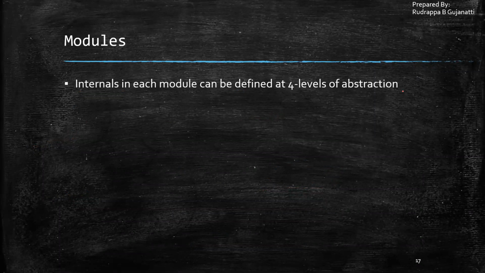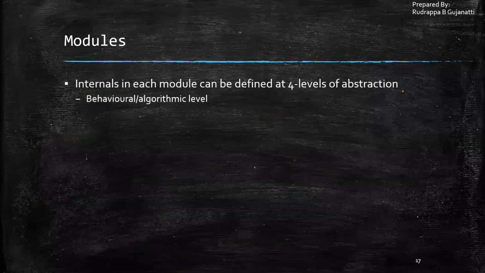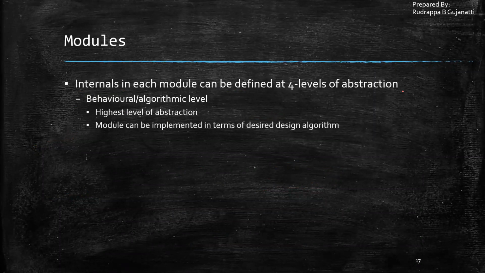Now, whenever we are speaking of modules, the internals of the modules can be defined at four levels of abstraction. This is a recap of what we had discussed. The first level is the behavioral or the algorithmic level of abstraction. This is the highest level of abstraction.